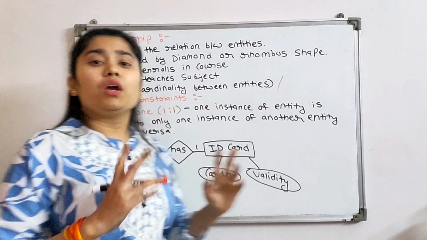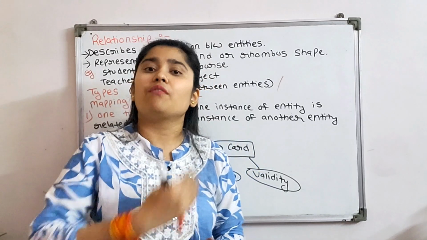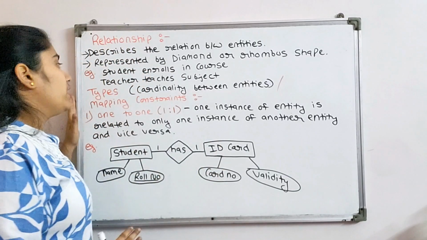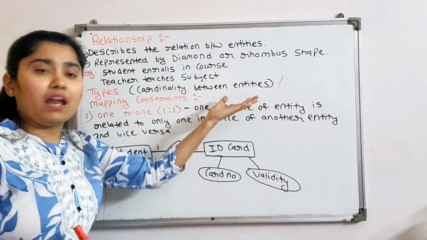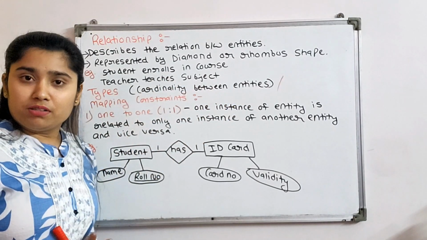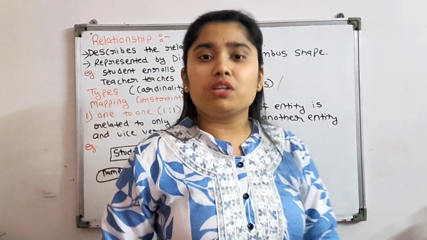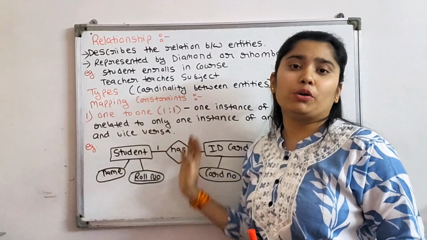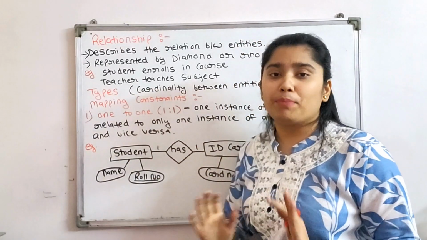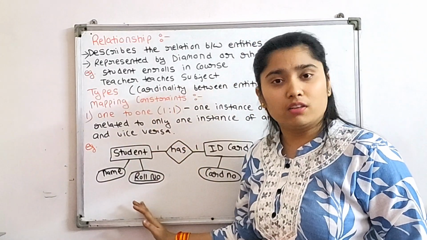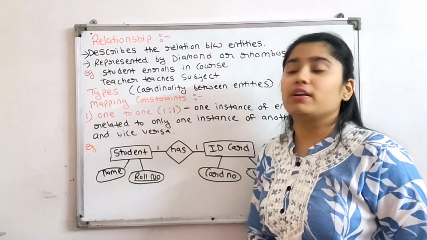Now in relationship we will see two things: one is the degree of relationship and another is the type of relationship. First we will discuss the type, then after that the degree of relationship. The types of relationship also define the cardinality between the entities, or we can say it is a mapping constraint. If you want to write the types of relationship, you have to write: one to one, one to many, many to one, and many to many. If it is asked in the exam to write the mapping constraints, you have to write this only.